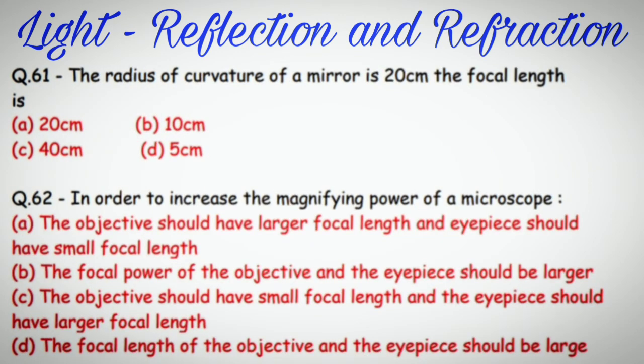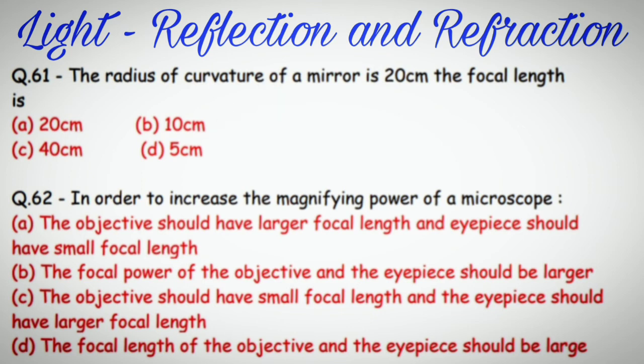Next question comes here. Radius of curvature of a mirror is 20 cm. The focal length is option A 20 cm, option B 10 cm, option C 40 cm, option D 5 cm. And the correct answer is 10 cm.